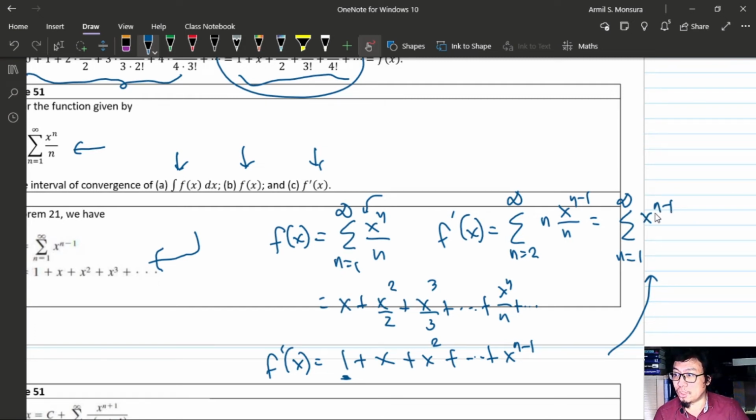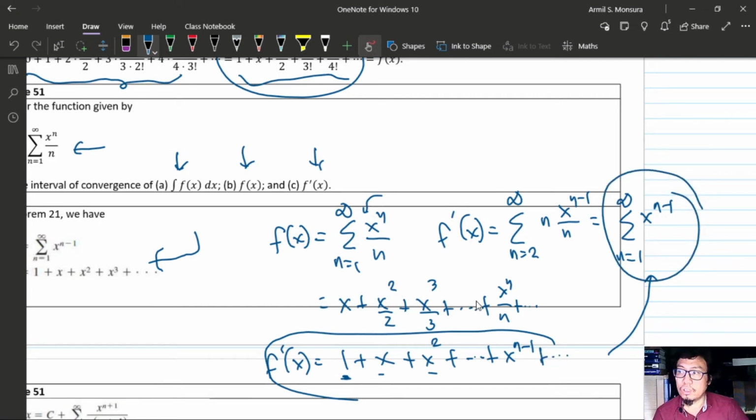So that's x raised to 0. That's a constant, that's a 1. Plus, when n is 2, this is x raised to 2 minus 1, so that's x. When n is 3, that's x squared, and so on. So here, this is your derivative in terms of the series, and this is in terms of the summation notation.